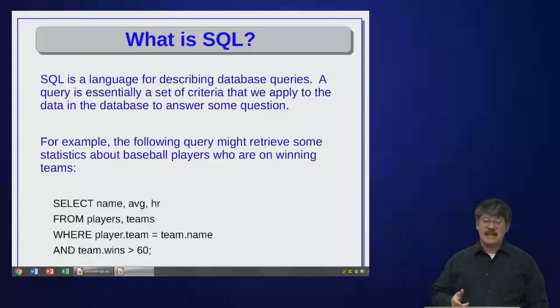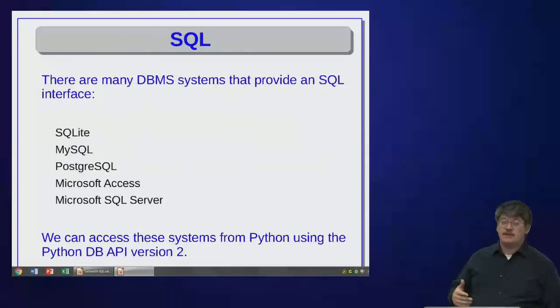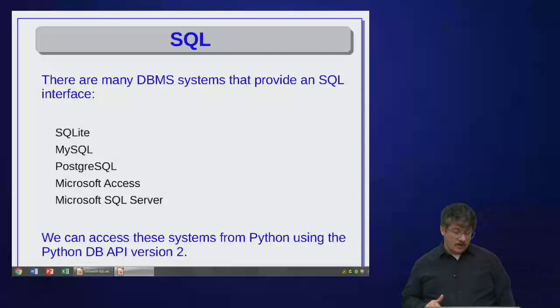I might say select the name, the batting average, and the number of home runs from the tables players and teams, where the team that the player is on is the same as the name of the team, and where that team has at least 60 wins. So we'll break that down in a minute, and you'll understand more what the different parts of that query are.